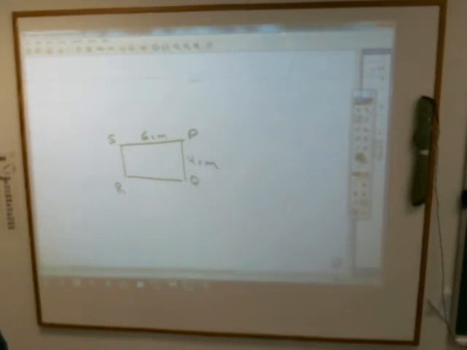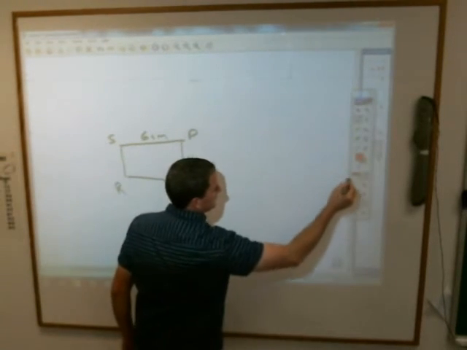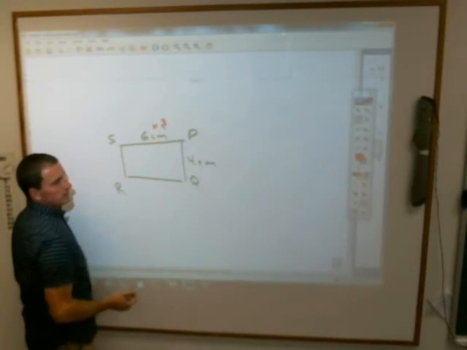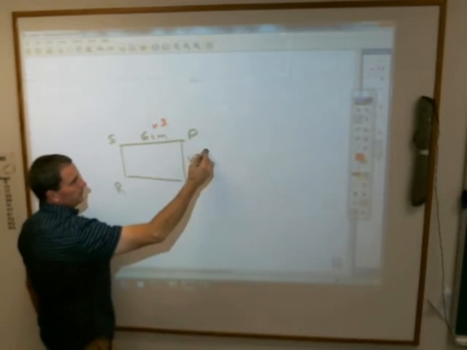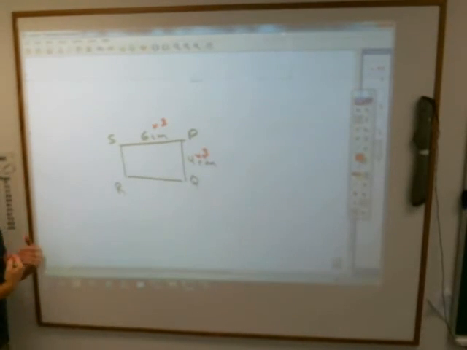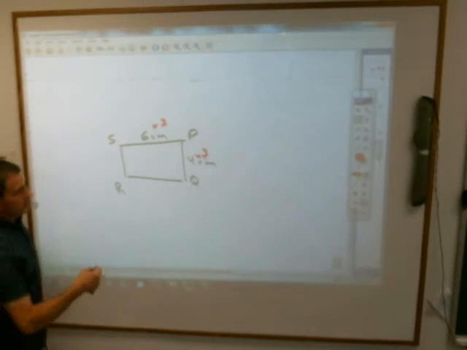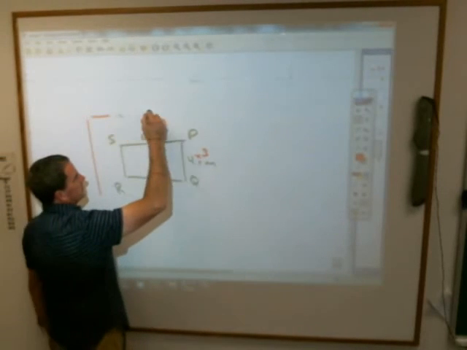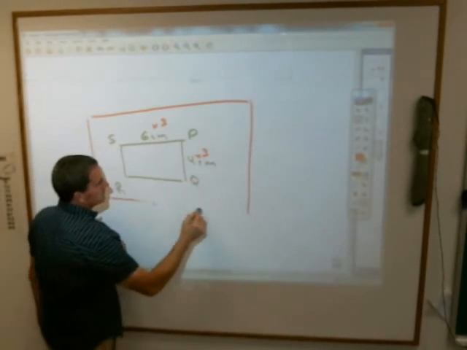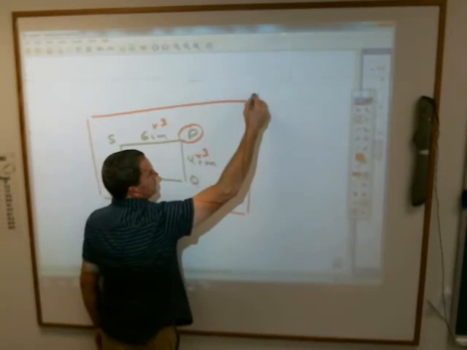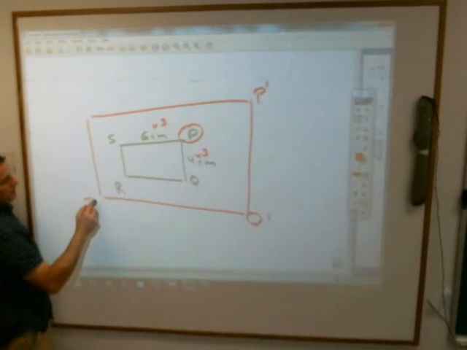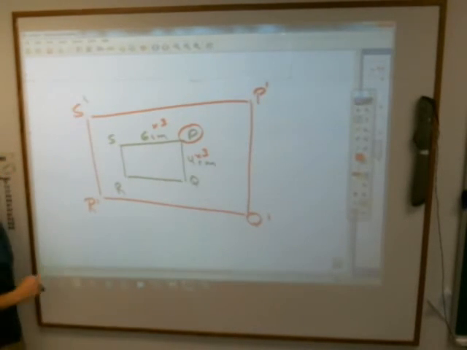what does that mean? That means every measurement gets multiplied by 3. So instead of this side being 6, it's going to be 18 centimeters. Instead of this being 4, it's going to be 12. When it asks you to sketch the new rectangle, what that means is this. You're going to make this one 3 times bigger. And P prime goes with this. Q prime goes there, R prime goes there, and S prime goes there.